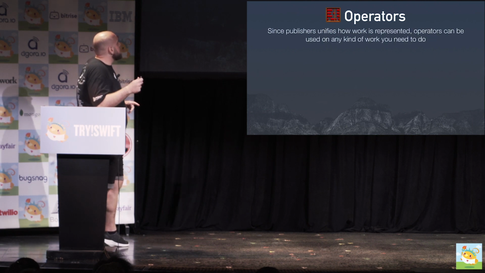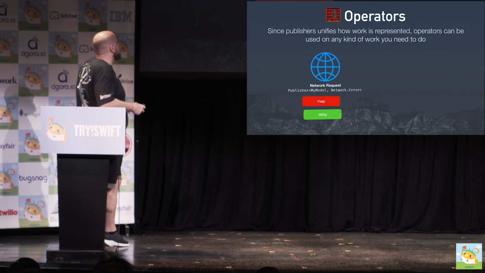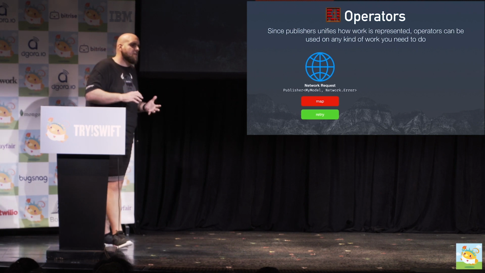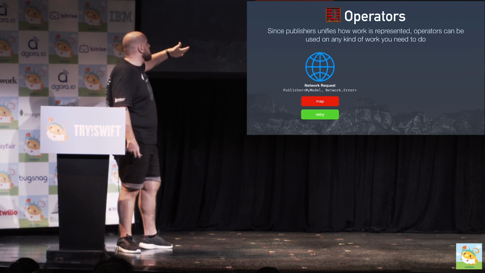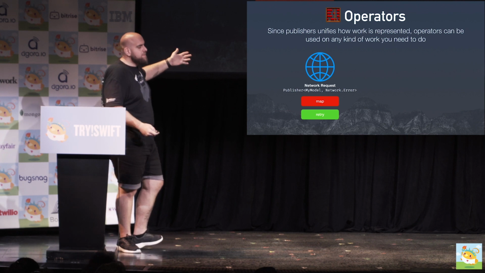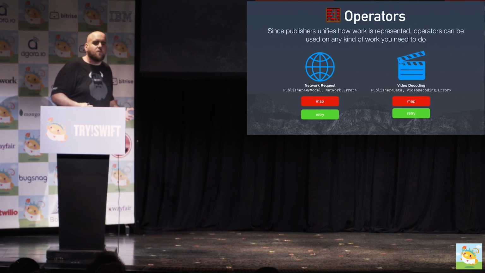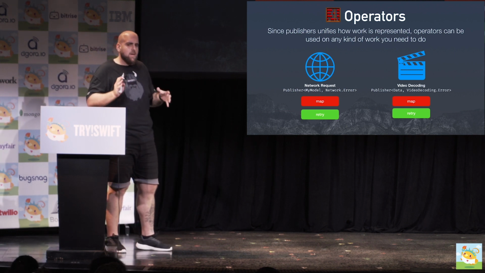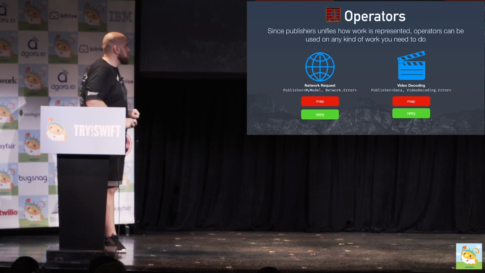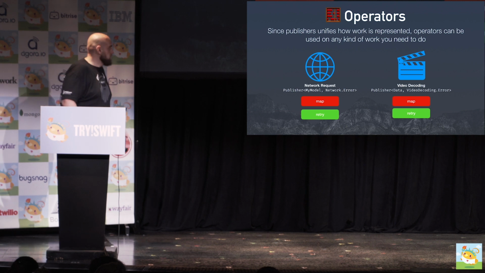Okay, so finally, a great thing about operators is that they work on any kind of work. Because Publisher is a single interface, I can use map and retry on a network request, which is standard, but I can also take a video decoding session and wrap it inside the Publisher. And now these map and retry, that exact same language works on any kind of work I have in my system, which is super, super powerful.